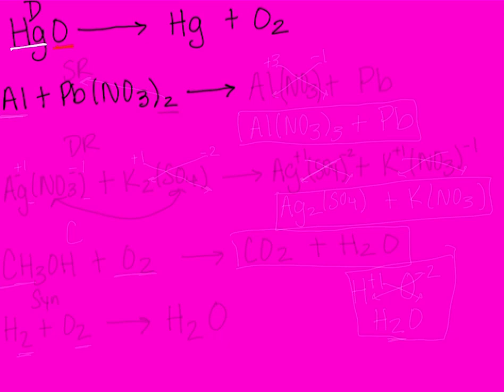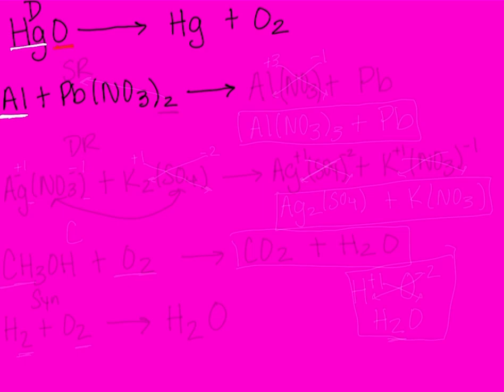Now, this is what I mean by a single replacement. This is going to be a single replacement reaction, and I know this because here I have Al, which is aluminum. It is a single element. Then I have Pb(NO3)2. With that, I know this is a couple, meaning I have 2 separate elements that come together to create a compound.